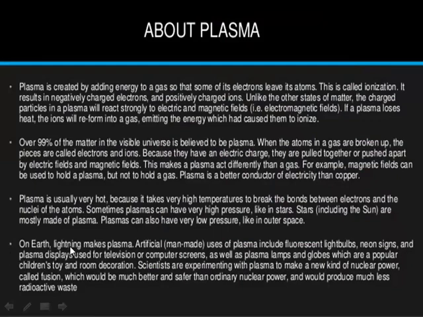On Earth, lightning makes plasma. Artificial uses of plasma include fluorescent light bulbs, neon signs, and plasma displays used for television or computer screens, as well as plasma lamps and globes, which are a popular children's toy and room decorations.